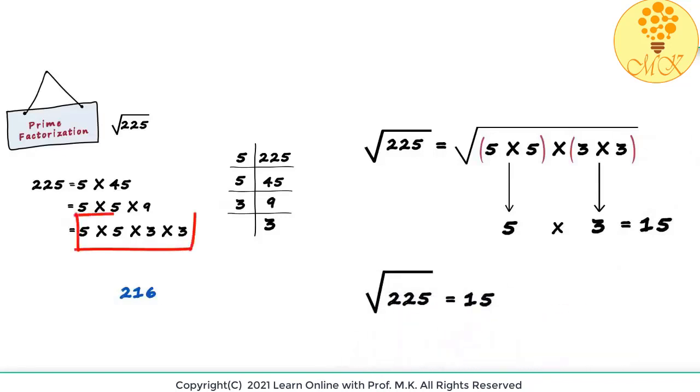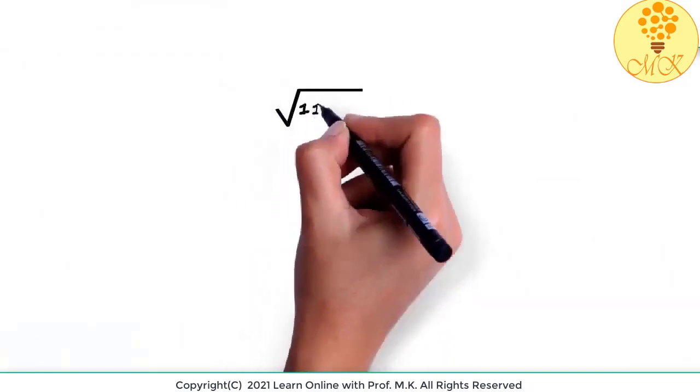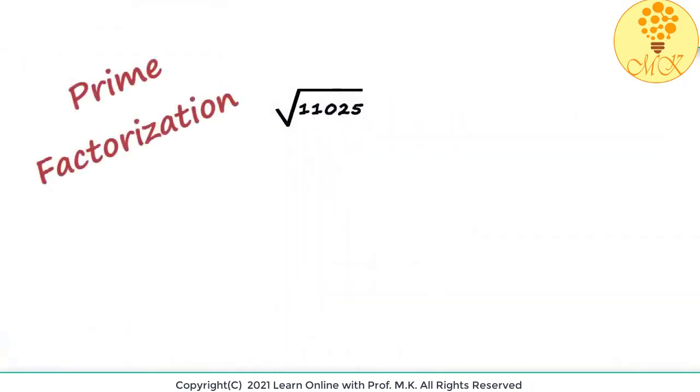All we did is break down the number to its prime factors, make pairs, choose one number from each pair, and multiply them. In the next part of this video, we will see how we can find the square root of 11,025 using this method.